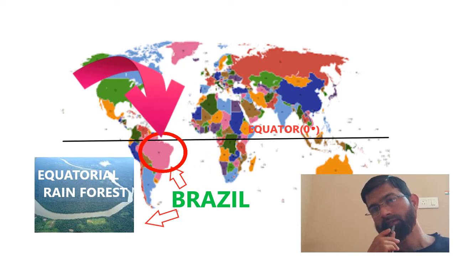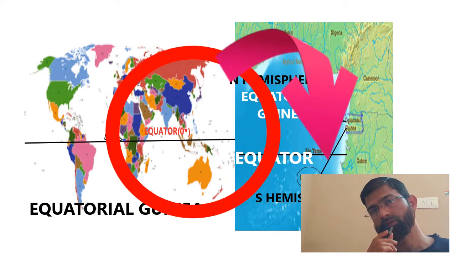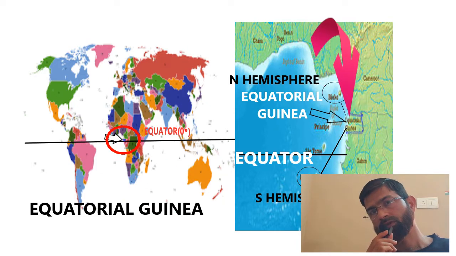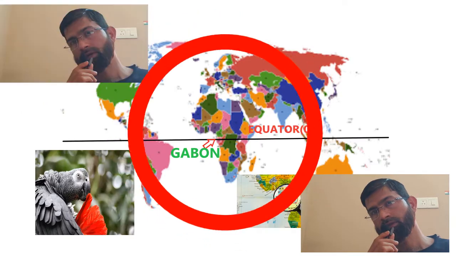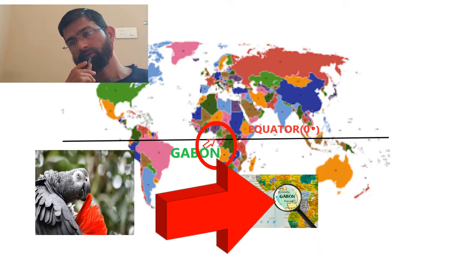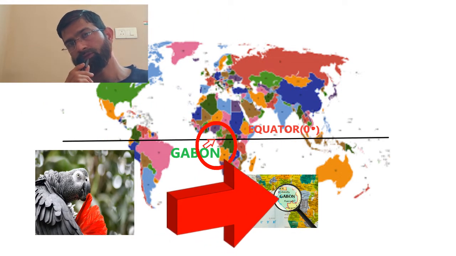Next, we go to Equatorial Guinea, which is to the north side of Equator, which is closer. Okay. So first one, Equatorial Guinea. Next we go to Gabon. Gabon, you will find, you see that Equator is going through it.